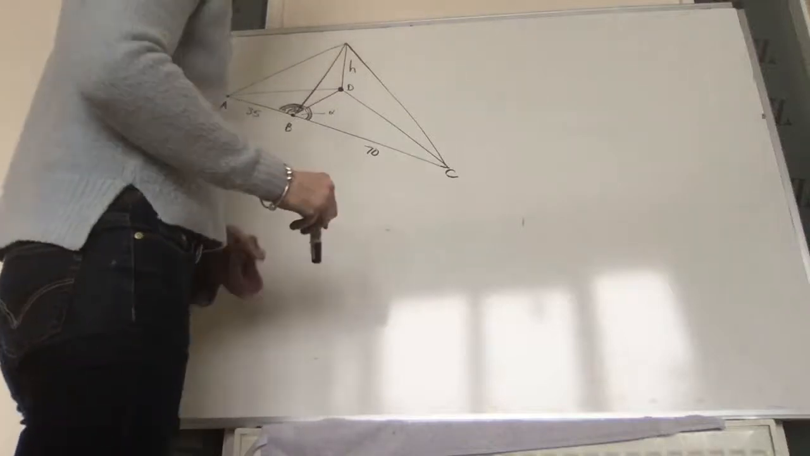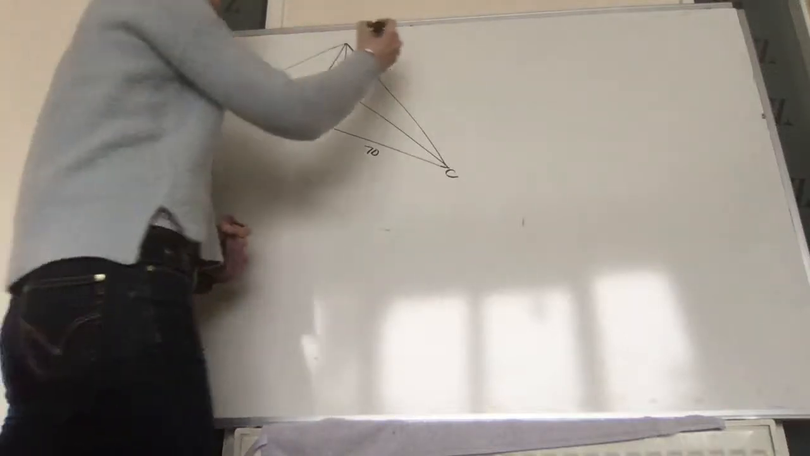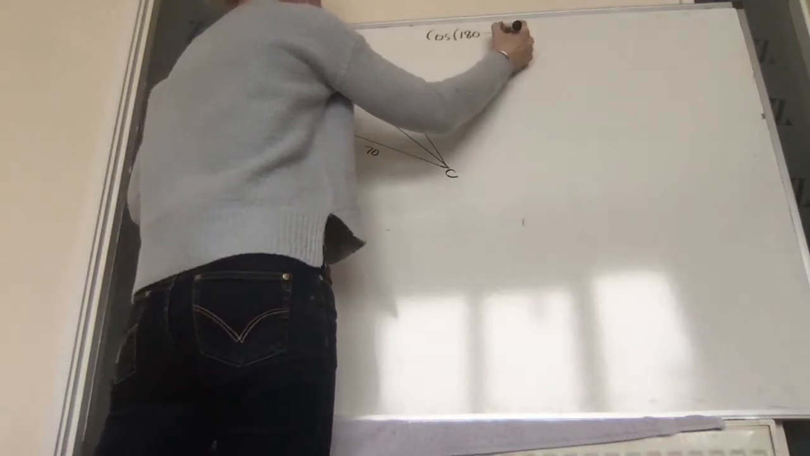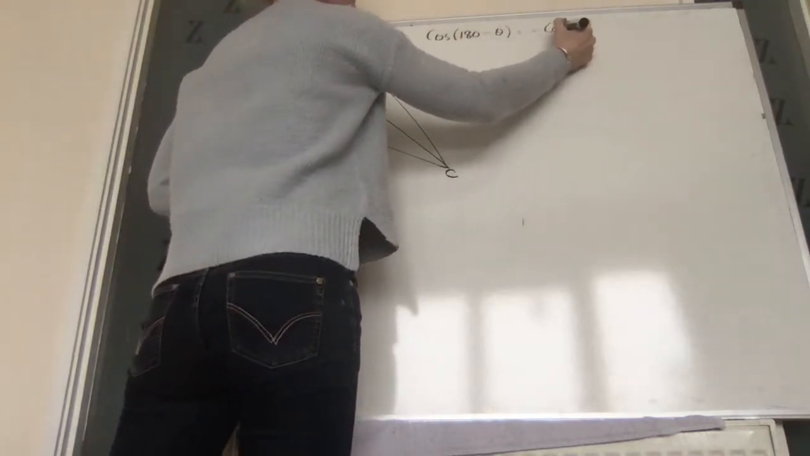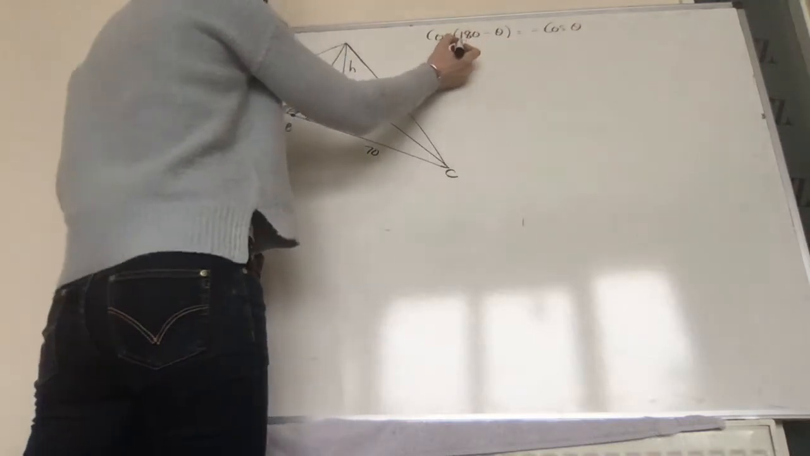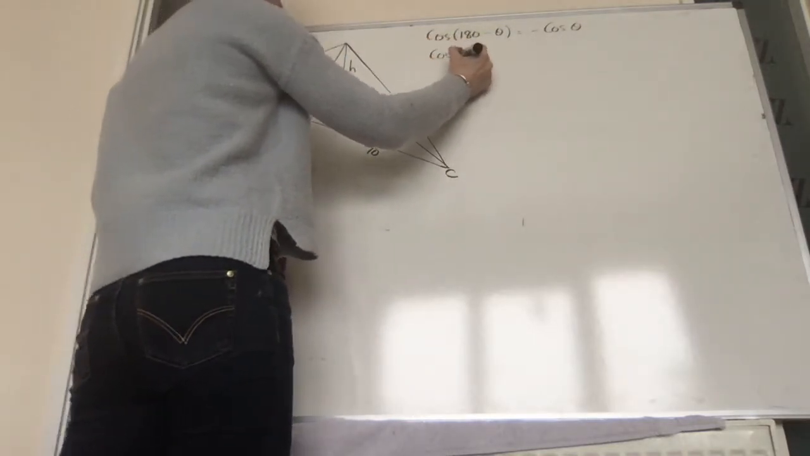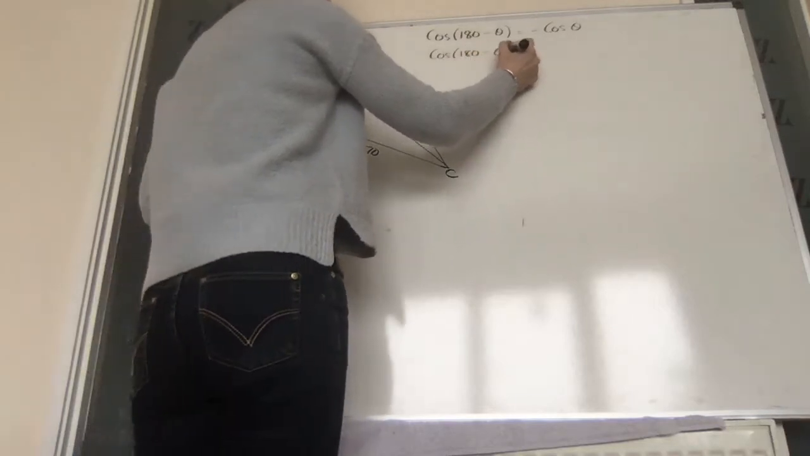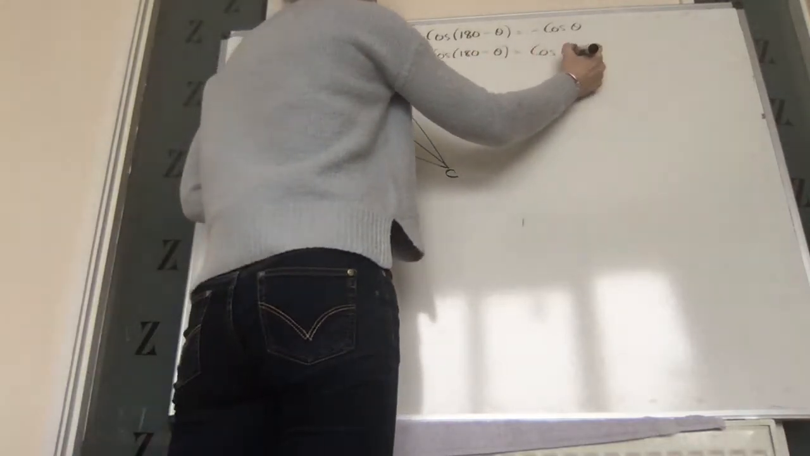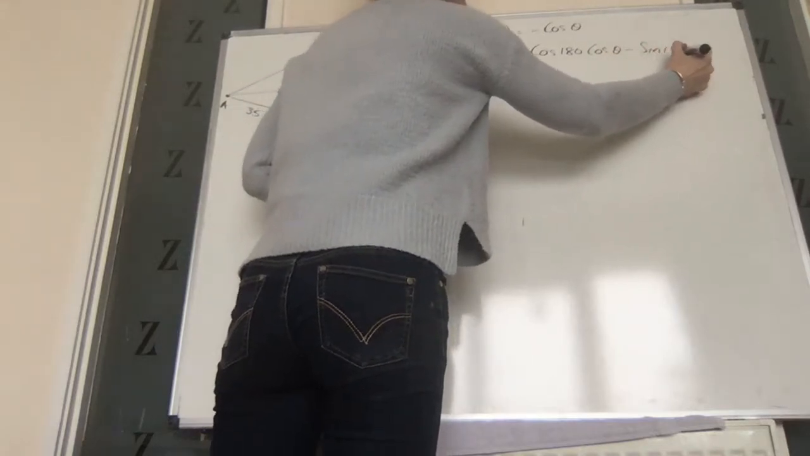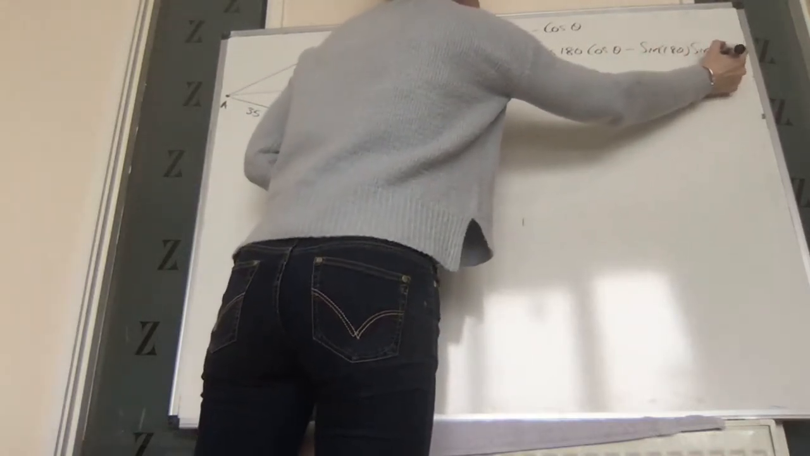We're back to the next part. The next part was actually just to show that the cosine of 180 minus an angle is equal to minus the cosine of the angle. So all you do here is you use your formula, the cosine of A minus B. So the cosine of A minus B is equal to the cosine of A times the cosine of B minus the sine of A times the sine of B.